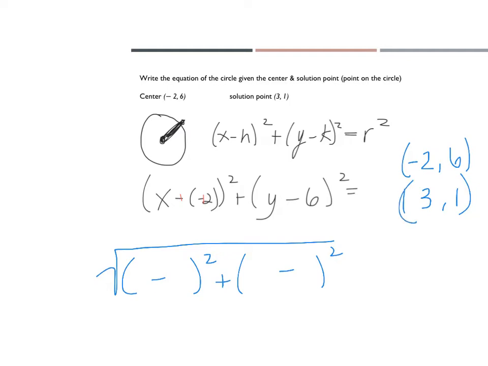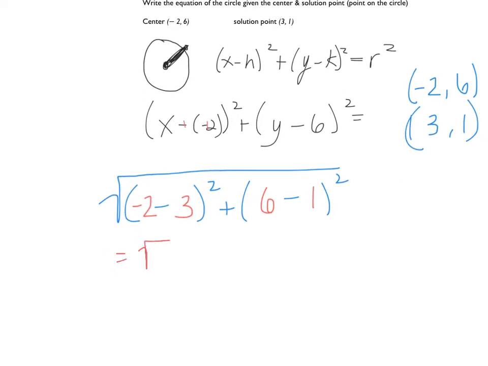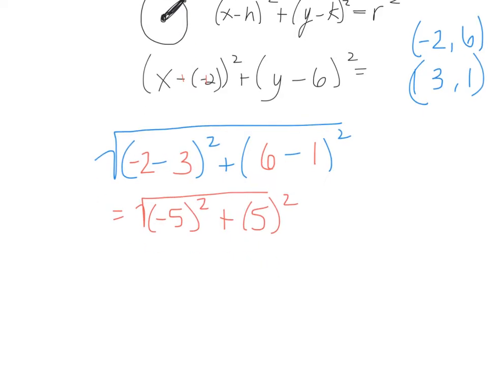Does it matter if I measure from the middle to the outside or from the outside to the middle? No. Just put your x's with your x's, your y's with your y's. So what are my x values? -2 and 3. And then what are my y's? 6 and 1. Great. So guys, what's -2 minus 3? -5 squared. Plus, what's 6 minus 1? So I have 5 squared. 25 plus 25?